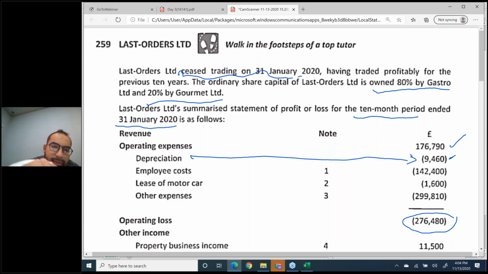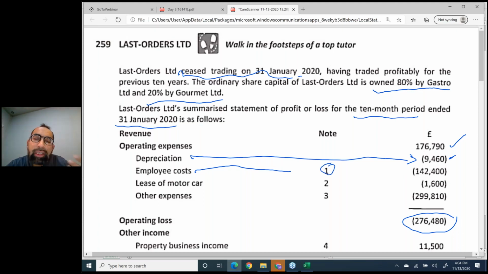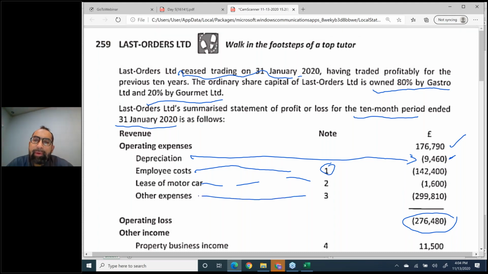Okay, then you have one more head, that is employee cost, 142,400. But for that they have given the reference of note number 1, so definitely we need to read note number 1. Then for leased motor car we have to read note number 2. For other expenses there is a reference of note number 3. So definitely I'll be reading notes 1, 2 and 3 for the details of these expenses. Okay, right? Let's move.